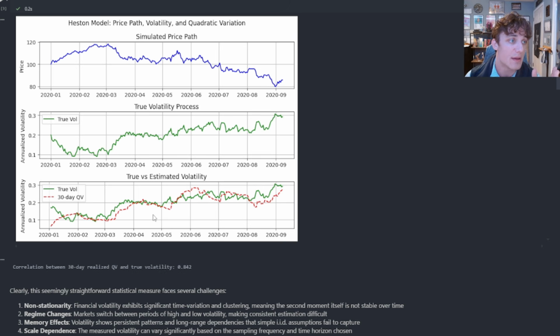This is definitely not a model that I would use in real life. This is a very simplified example, a simplified model. But what we're trying to do here is understand why volatility is difficult to model. And that's due mainly to the fact that it's unobservable and evolving randomly through time. So here, 30-day rolling quadratic variation on a volatility price path that is more reflective of something that you would see in the real market. It does a reasonable job.